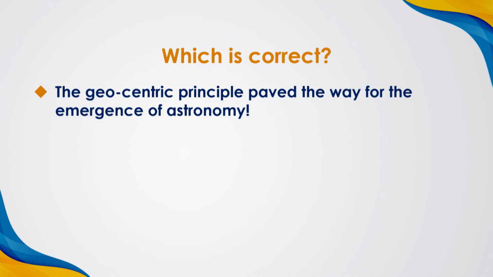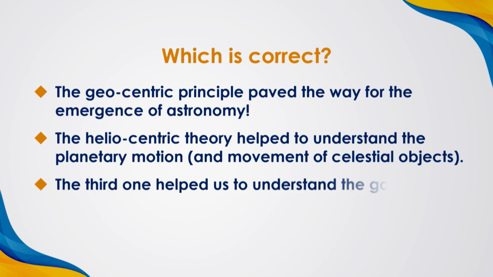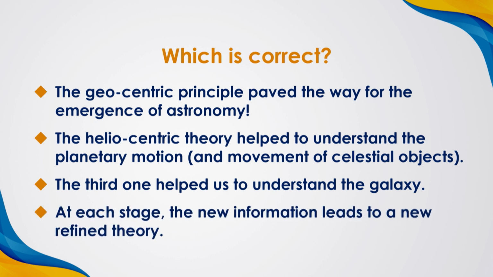The geocentric principle paved the way for the emergence of astronomy. The heliocentric theory helped to understand the planetary motion and movement of celestial objects. The third one helped us to understand the galaxy. At each stage, the new information leads to a new refined theory. None is thrown out, but it gets refined.